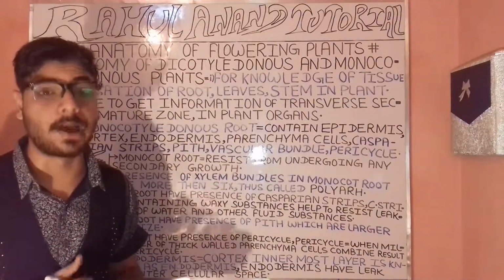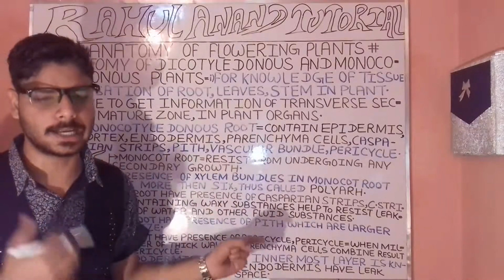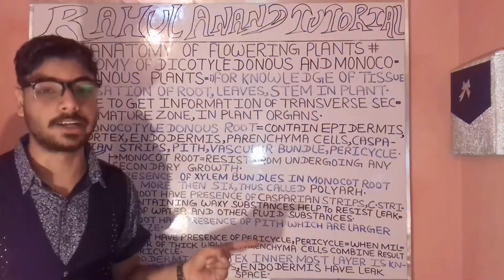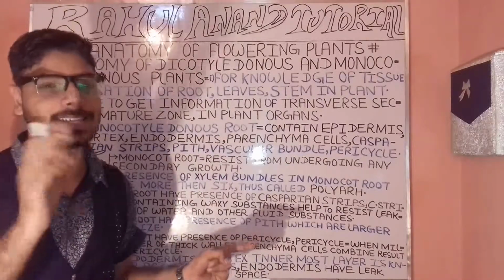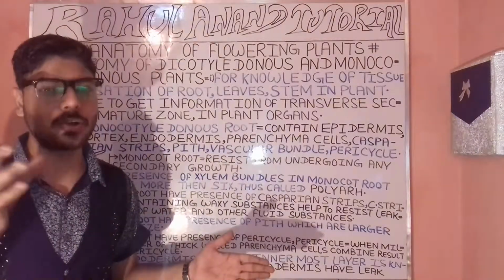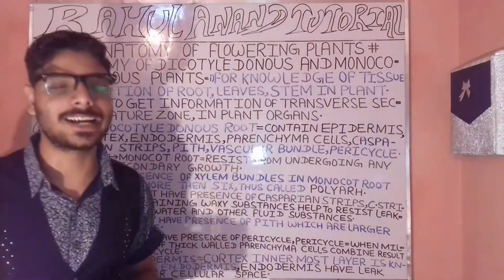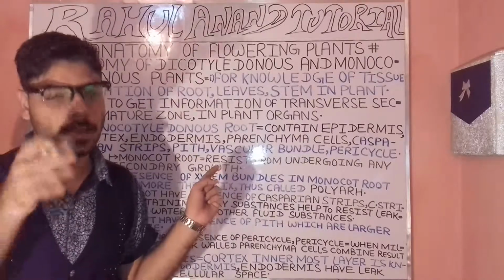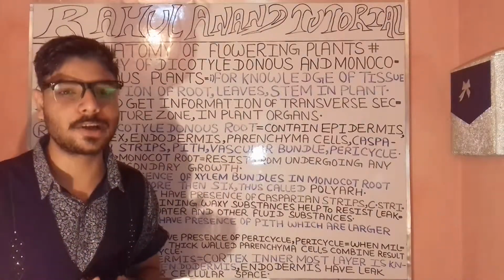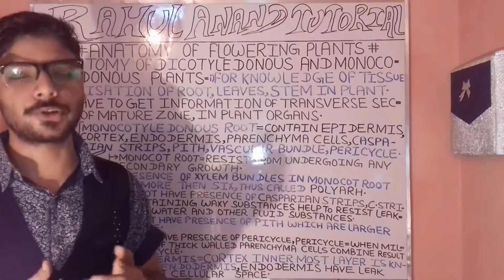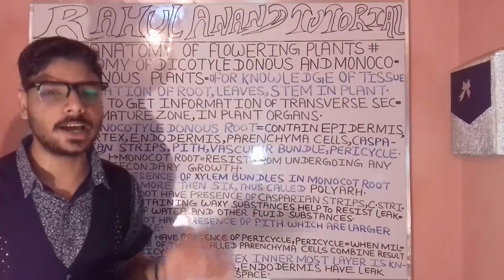These are further divided on the basis of three broad categories, organ-wise: the root, the stem, and the leaves. Now here we are going to study the root, in terms of the monocotyledonous root, which is popularly known as the monocot root. So now let's understand this in detail.